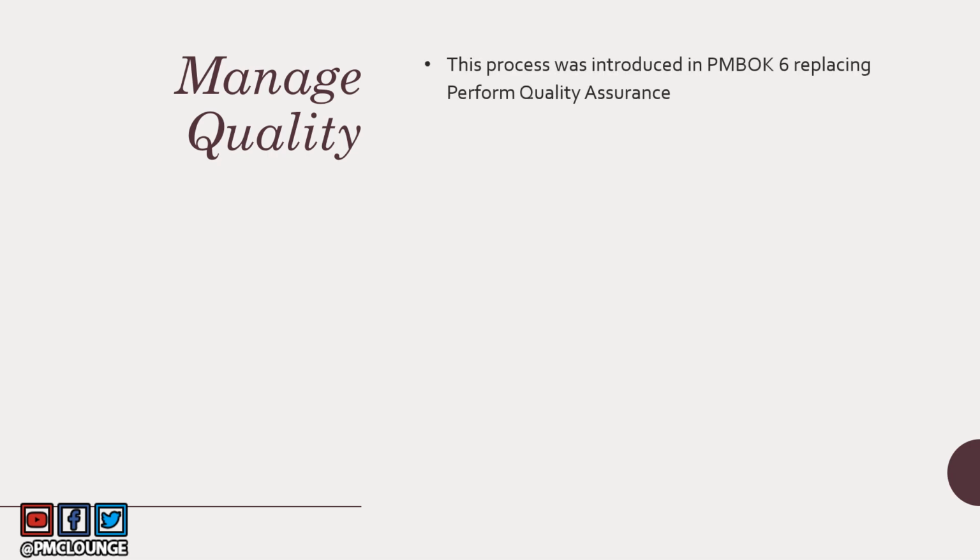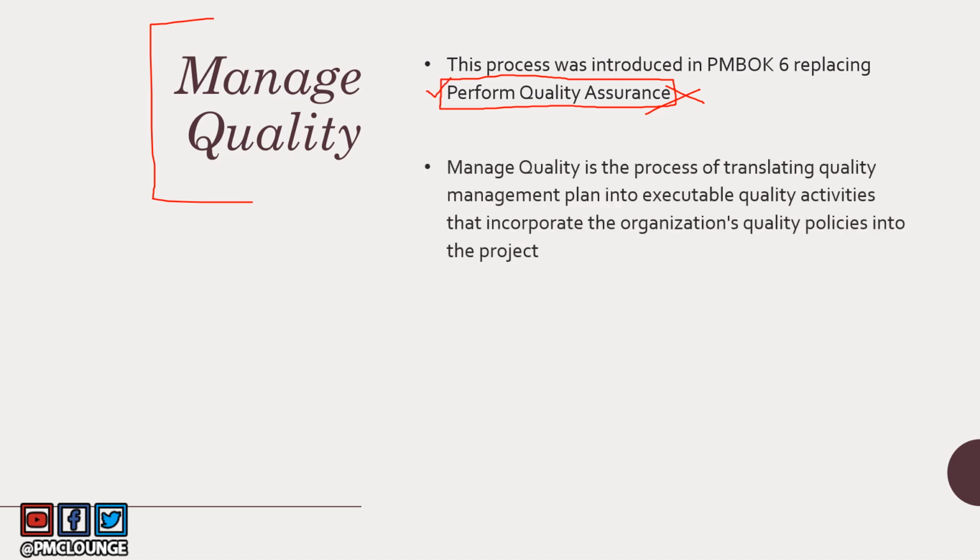So the next process in the list under the execution process group is manage quality. And earlier in the PMBOK 5 world, we used to have a process called perform quality assurance. But starting PMBOK 6, this process has been replaced by manage quality. So what is manage quality and how does it differ from perform quality assurance? Actually, there's not much difference between the two. Let's look at the manage quality process.